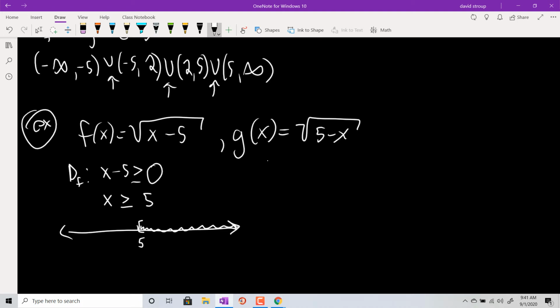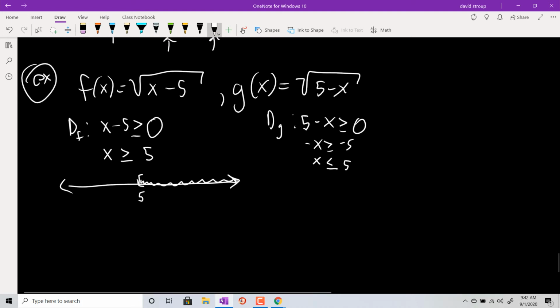For the other one, the domain of g, I need 5 minus x to be greater than or equal to 0. So you can add x to the other side, or even negative x greater than or equal to negative 5, and then multiply both sides by negative 1. But you have to change the direction of the inequality. Let me draw that below the other number line so we can do an intersection. So less than or equal to 5 will be this stuff.